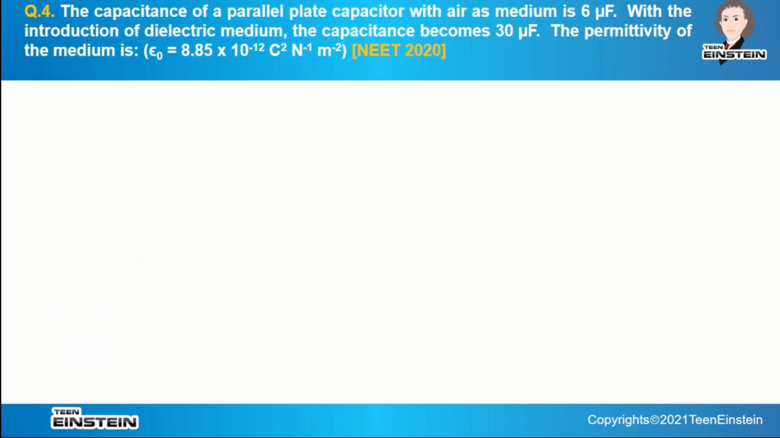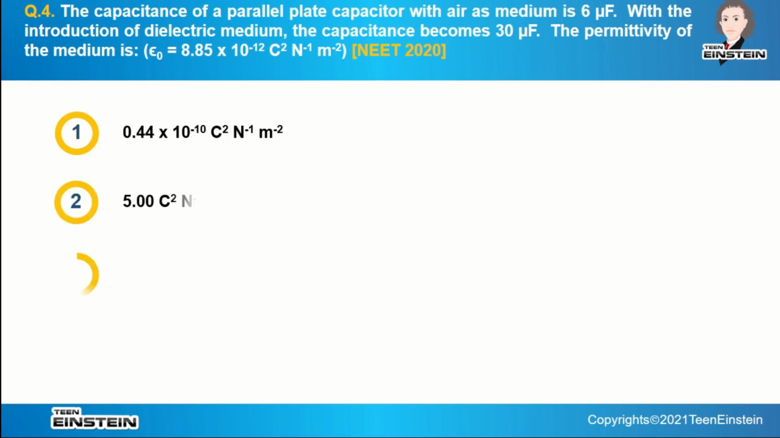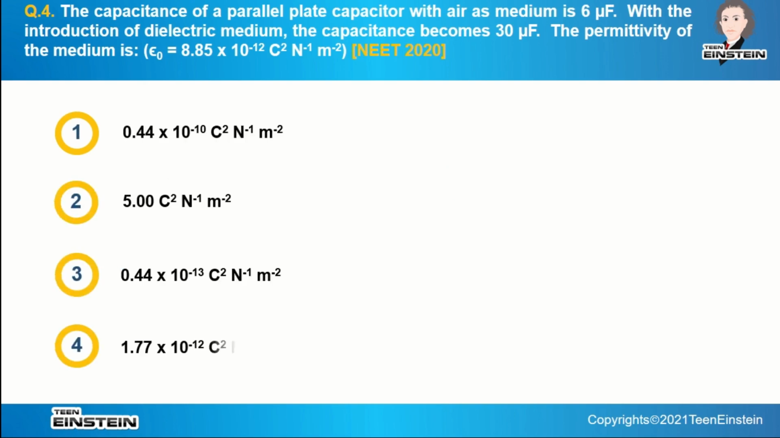Okay, so now let's move on with the next question. Question number 4. The capacitance of a parallel plate capacitor with air as medium is 6 microfarad. With the introduction of a dielectric medium, the capacitance becomes 30 microfarad. The permittivity of the medium is, so they want us to find out the permittivity of the medium, and they have given us the permittivity of free space as 8.85 into 10 power minus 12.